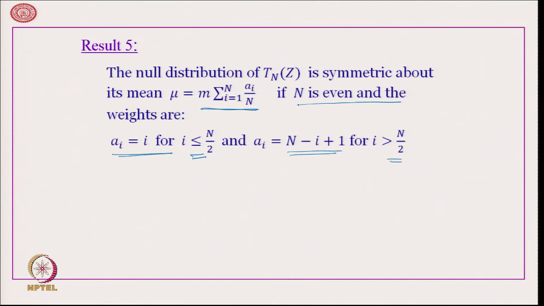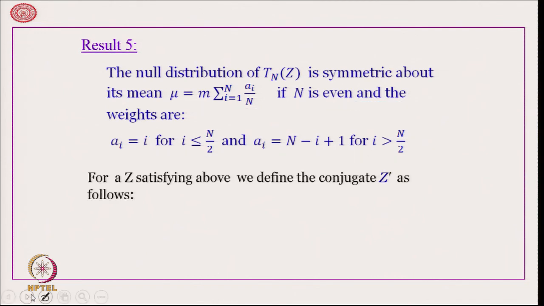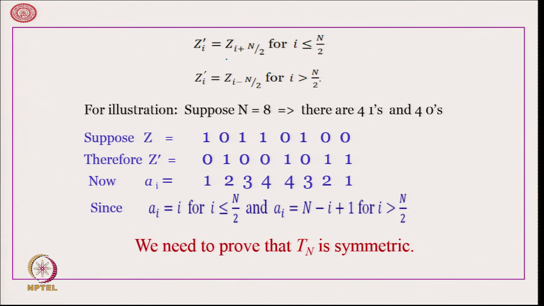That is, if the total number of observations is even and the weights given are a_i = i for the first half of the values and n − i + 1 for the other half of the values, then the distribution of T_n is going to be symmetric about its mean. For a z satisfying the above, we define a conjugate z' as follows: z'_i is equal to z_{i + n/2} for i less than or equal to n/2, and z'_i is equal to z_{i − n/2} for i greater than n/2.